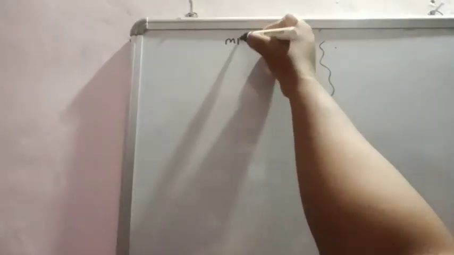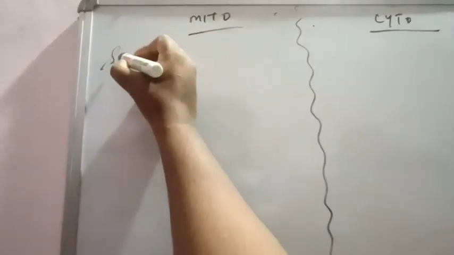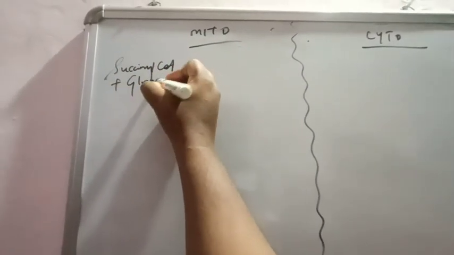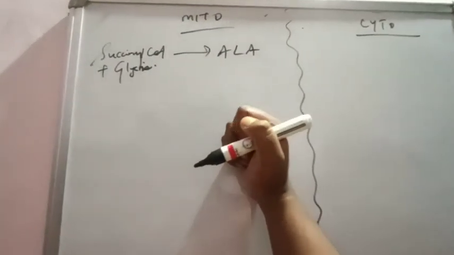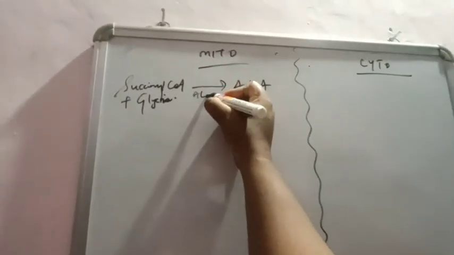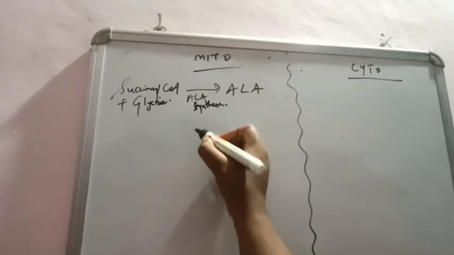To make the discussion more meaningful, let me draw this, then I will tell you which step occurs where in mitochondria and cytoplasm. The first step: succinyl coenzyme A plus glycine makes ALA, aminolevulinic acid. The enzyme here is ALA synthase.